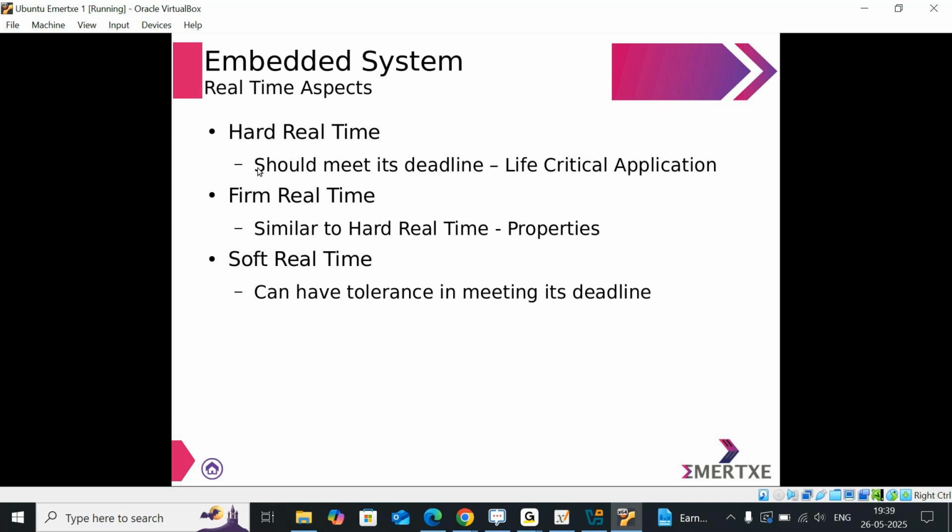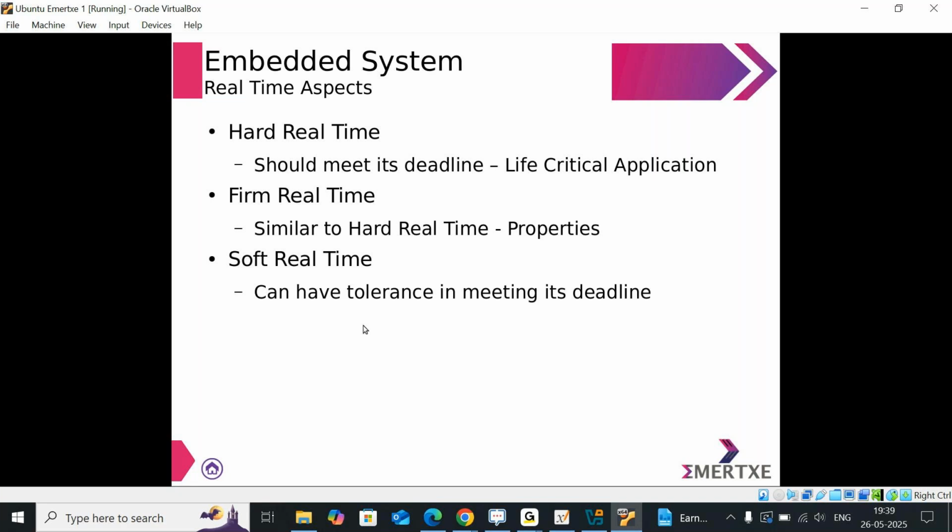Hard real time should meet its deadline within a specific amount of time, so this is deployed in life critical applications. Firm real time is similar to hard real time, but if the embedded system is not taking the decision, the value is lost. Then soft real time can have tolerance in meeting its deadline. You can consider a washing machine for this purpose.